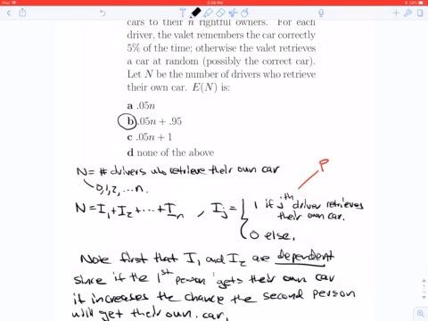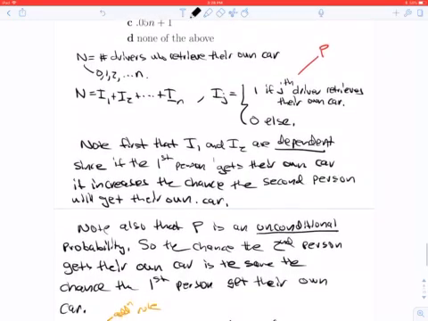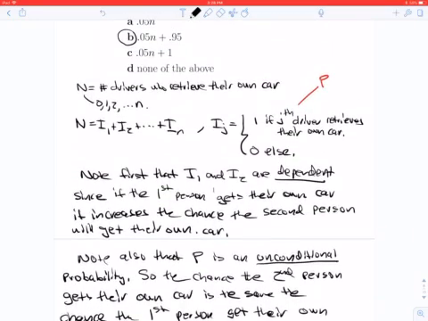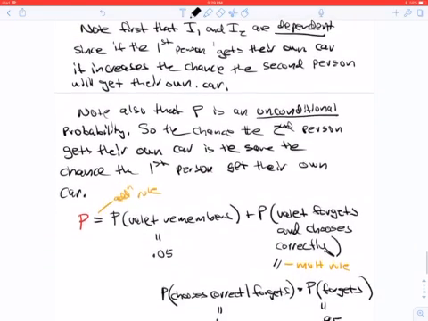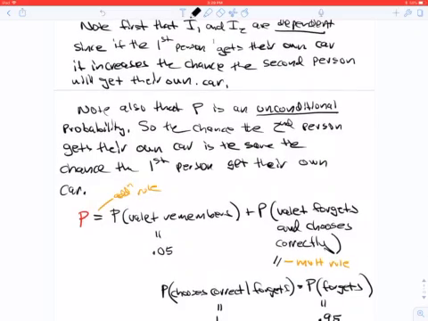So there's clearly a relationship between these indicators. Furthermore, I want to indicate that the probability p here, that the jth driver retrieves their own car, is an unconditional probability. So this should be the same p for all j, 1 through n. So let's find what that p is.